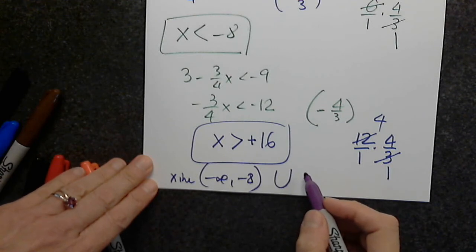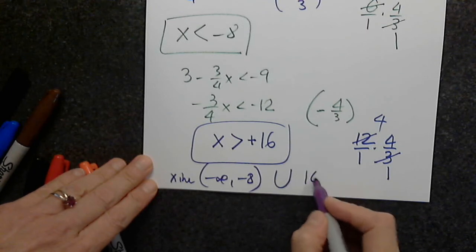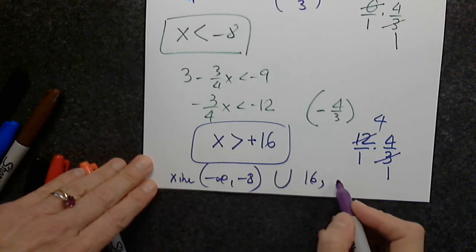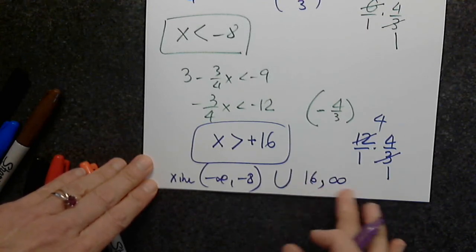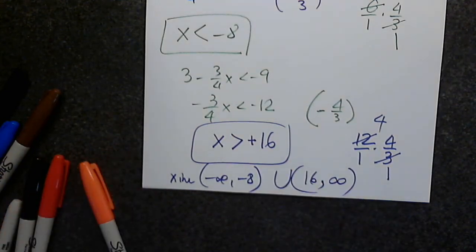And the next one's going to be, yes? 16, positive. Good. What symbols do I use? Parentheses. Very good. Infinities are always parentheses because they are not numbers, they are symbols.